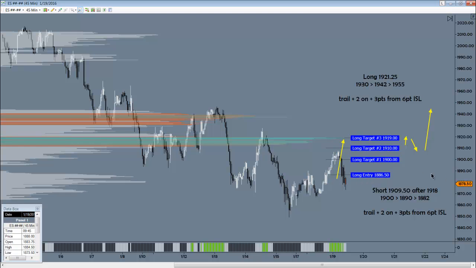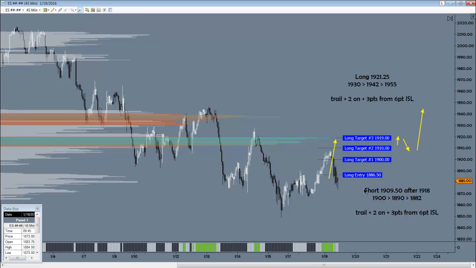So if we trade a bit higher than where we are, we'll look to get long here at 86.50s, and then up to these key numbers here for the three ensuing targets. Now if we can trade up to this level here in the 1920 range, pull back, and then trade higher, we'll look to be long over 1921 quarters for a second phase long. If that's able to materialize, we'll look for 30, 42, and 55s for the upside there. We want to make sure we're trailing +2 on +3 in favor from the initial stop loss of 6 points.